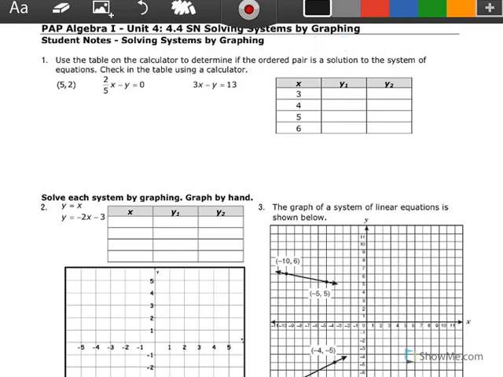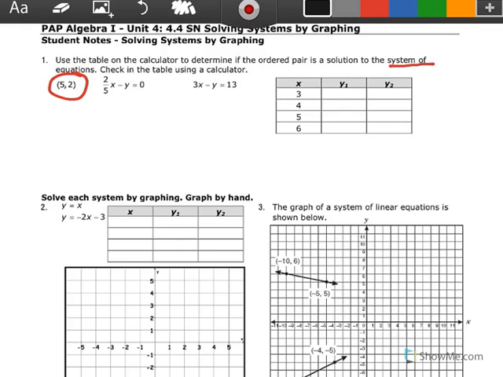So let's take a look at number 1. It says, use the table on the calculator to determine if the ordered pair is a solution to this system of equations. Check in the table using a calculator. So here is the ordered pair that they've given us right here, (5, 2). And we want to see if that is a solution. Now remember, a solution for a system of equations means it's an x and a y value that will work for both equations at the same time.